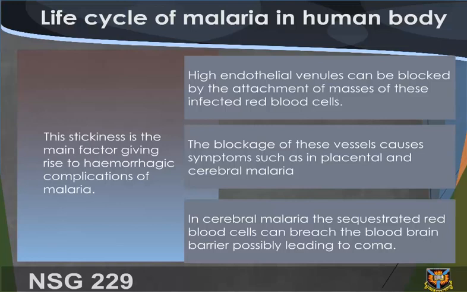High endothelial venules can be blocked by the attachment of masses of these infected red blood cells. The blockage of these vessels causes symptoms such as placental and cerebral malaria. In cerebral malaria, the sequestrated red blood cells can breach the blood-brain barrier, possibly leading to coma.